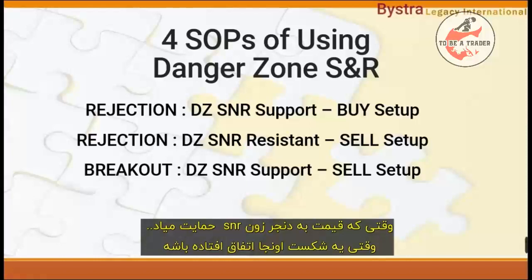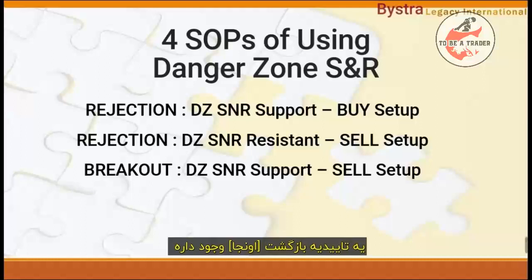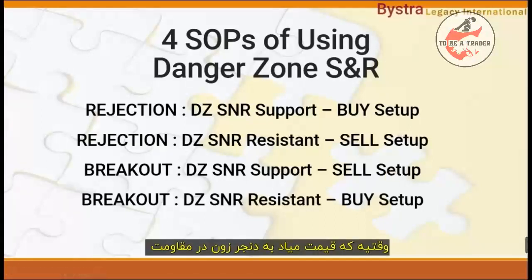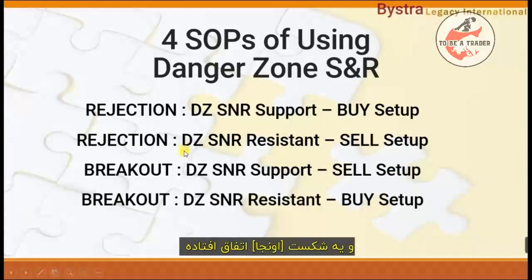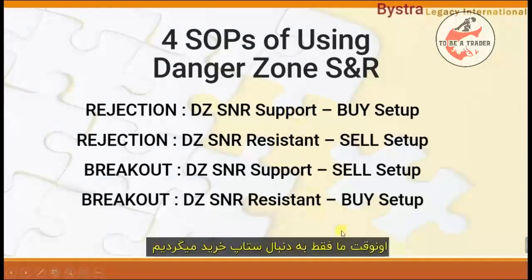The third: when the price comes into the danger zone SNR at the support, there is a breakout, and price comes back to test it as a new resistance, and there is a confirmation of rejection, then we will look for the sell setup. And lastly, when the price comes into the danger zone resistance, there's a breakout, and then price comes back to test it as a new support. When there is a rejection of the new support, then only we will look for the buy setup. So let's have a look at the SOPs.